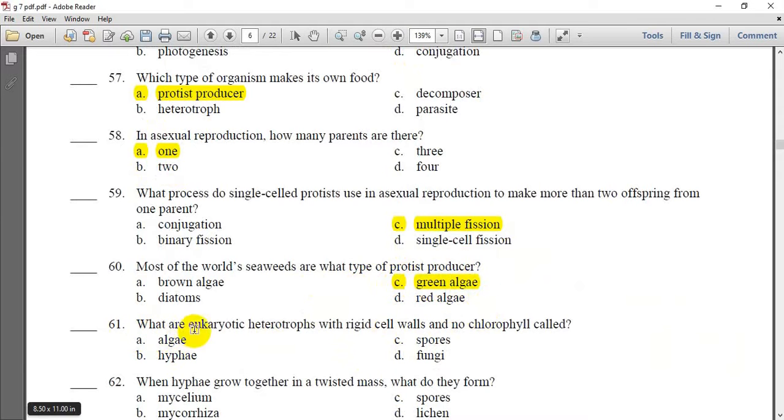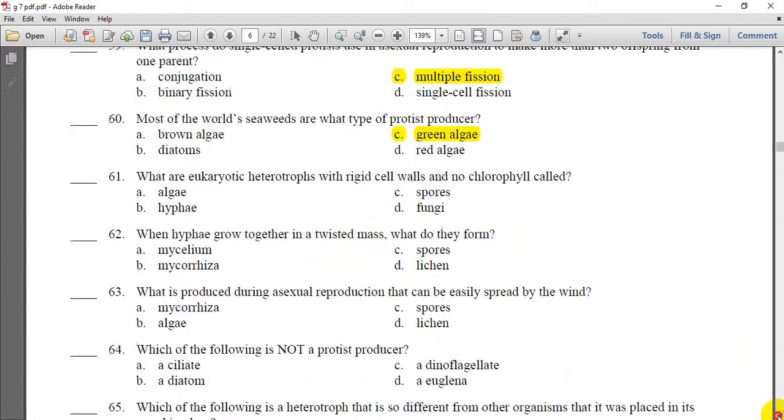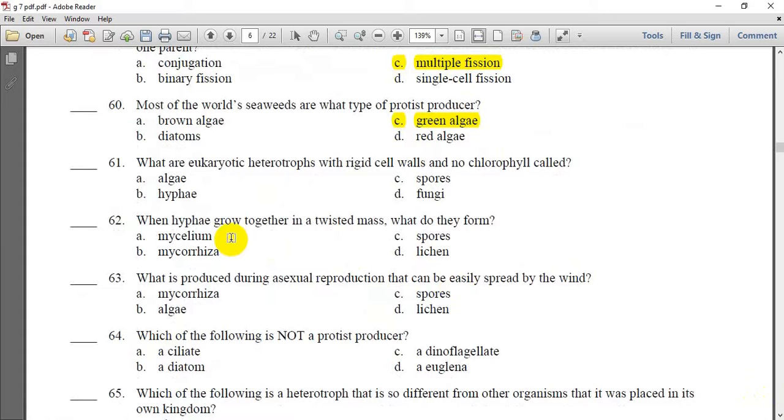61. What are eukaryotic heterotrophs with rigid cell wall and no chlorophyll? The eukaryotic organisms that have no chlorophyll are fungi.